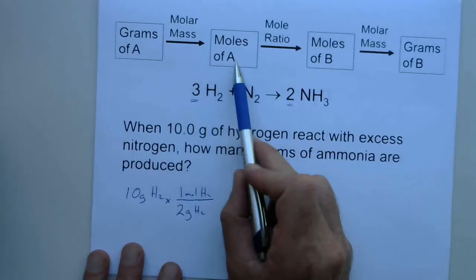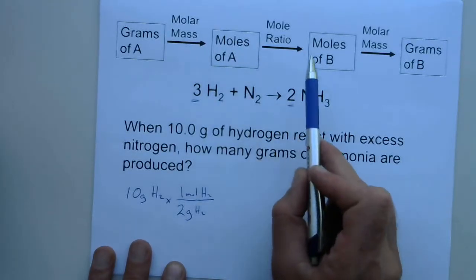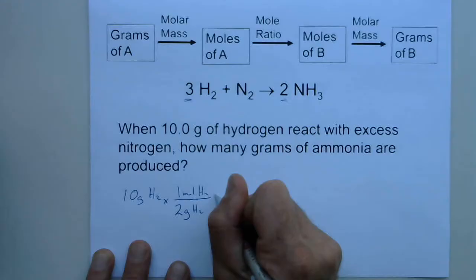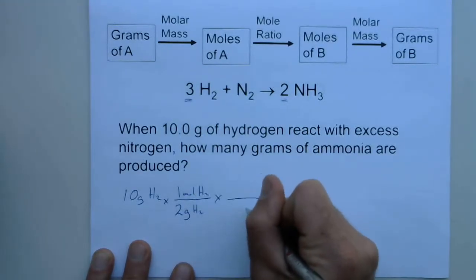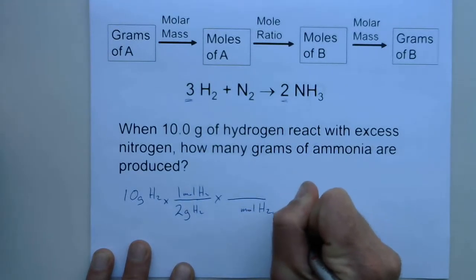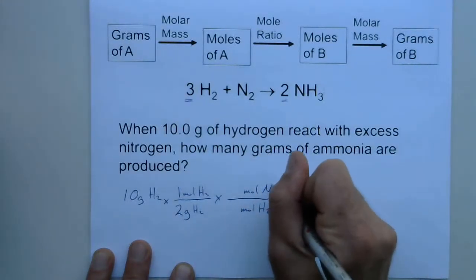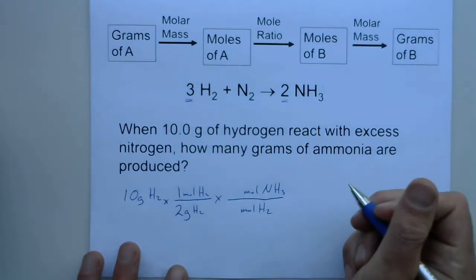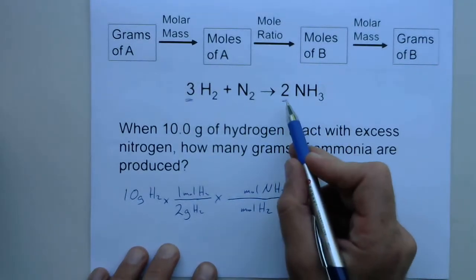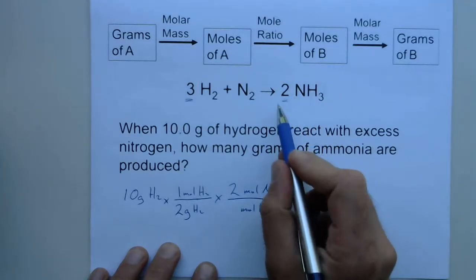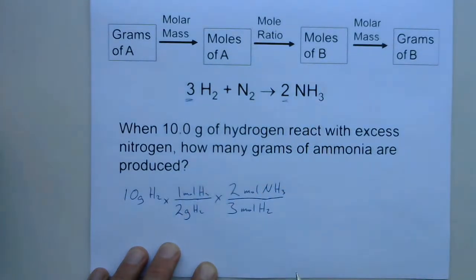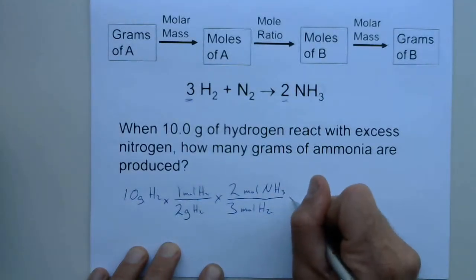Next step is to use the mole ratio to go from moles of your reactant to moles of your product. We know moles of hydrogen need to go on the bottom. And moles of what are we interested in? Ammonia, so the ammonia is going to go on top. Then we look at the balanced equation to get this ratio. It tells us 2 moles of ammonia will be produced every time 3 moles of hydrogen react. It's really important that you write in the units here, so you can see exactly what's canceling out and that you have the right thing on the top and the bottom of each fraction.